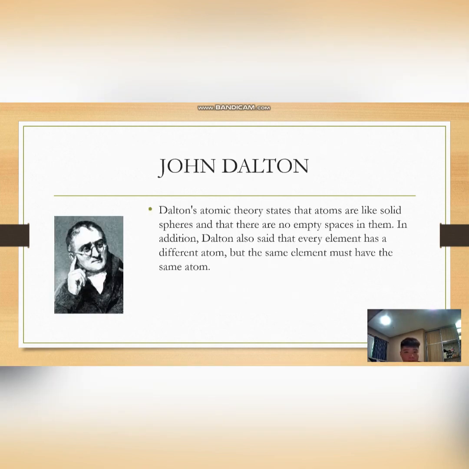The next one is John Dalton. Dalton's atomic theory states that atoms are like solid spheres and that there is no empty space in them. In addition, Dalton also said that every element has a different atom, but the same element must have the same atom.